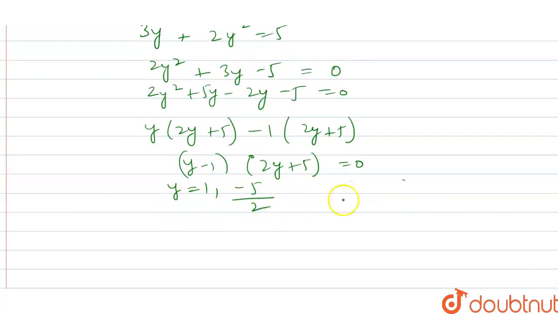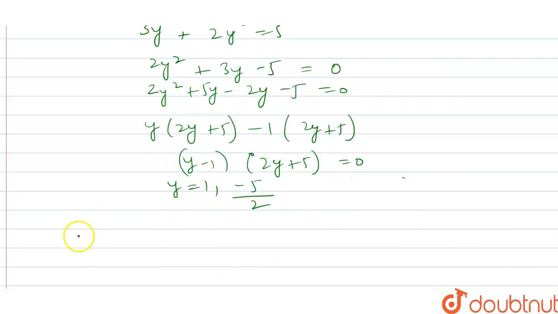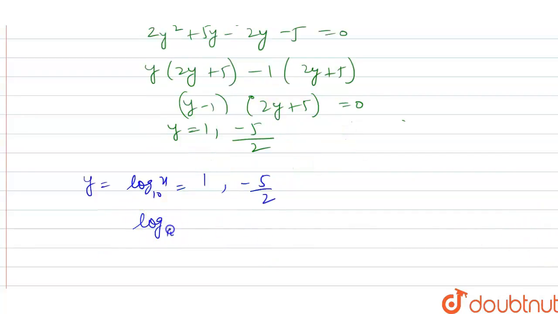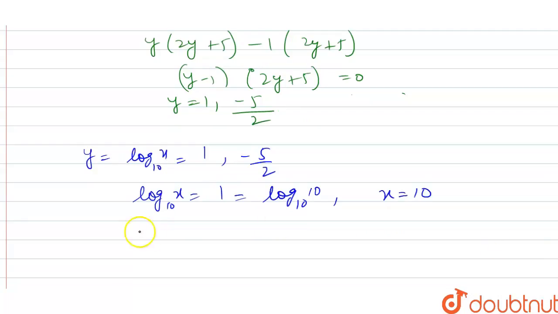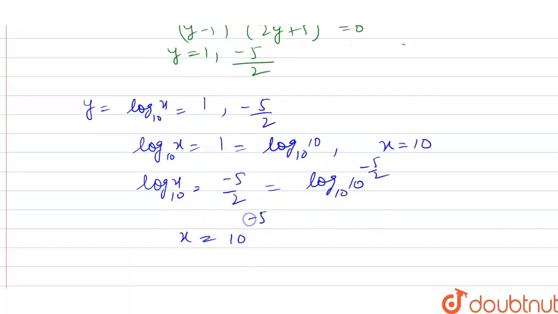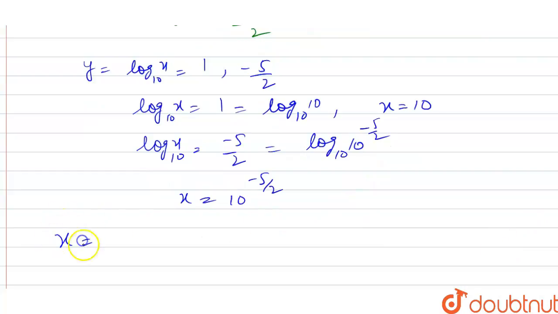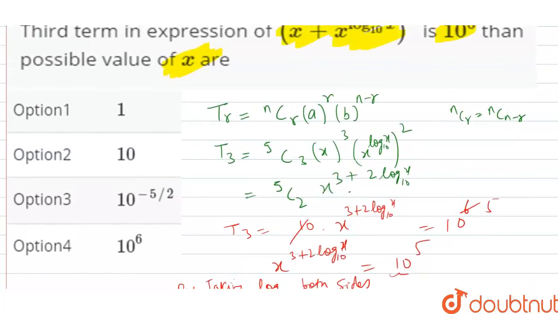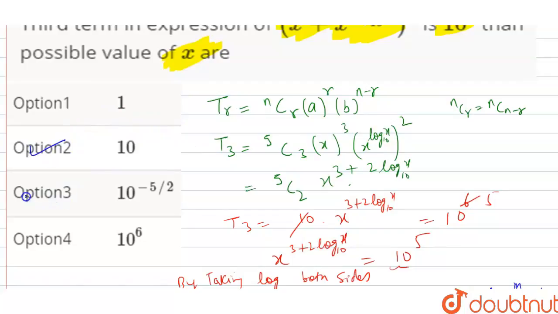The value of y is 1, and from 2y plus 5 is equal to 0, y is minus 5 by 2. So we got the value of y as 1 and minus 5 by 2, and y was log x to the base 10. Now log x to the base 10 is equal to 1, or we can write this as log base 10 of 10, so x is equal to 10. Now the second value, log x to the base 10 is equal to minus 5 by 2, we can write this as log base 10 of 10 to the power minus 5 by 2. So now x will be equal to 10 to the power minus 5 by 2. So the values of x are 10 and 10 to the power minus 5 by 2. We check the options, so the options will be B and C.